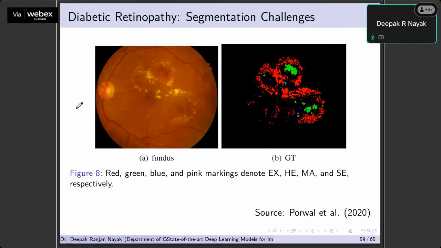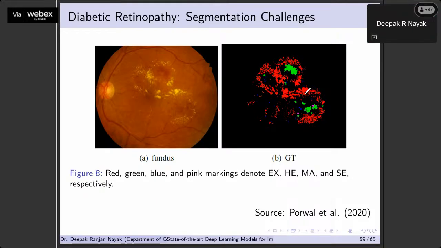This is a retinal fundus image I've already shown you earlier, and these are some of the lesion regions. But there are multiple types of lesions. You can see the lesions are of four types here: soft exudate, hard exudate, microaneurysms, and hemorrhages. They are denoted using four different colors, and you need to identify all the pixels which belong to the lesion areas.